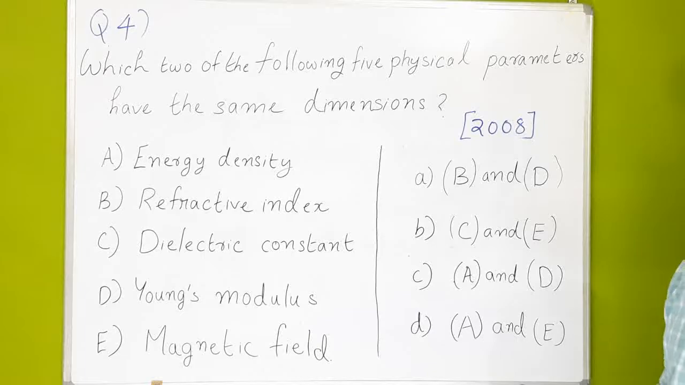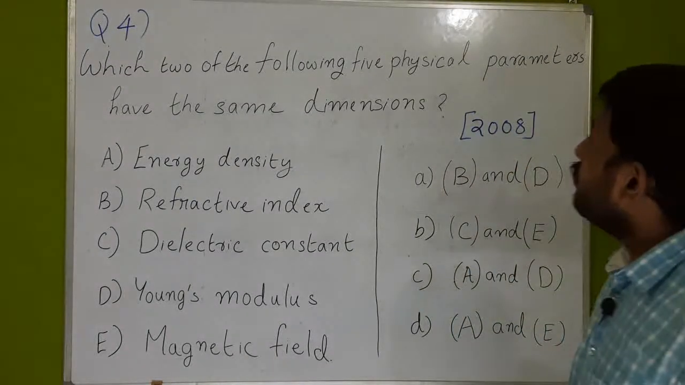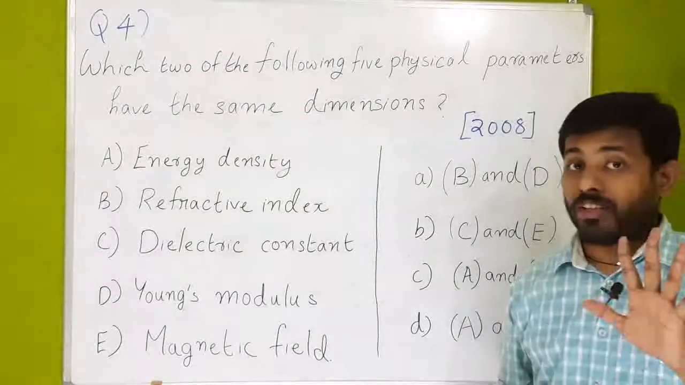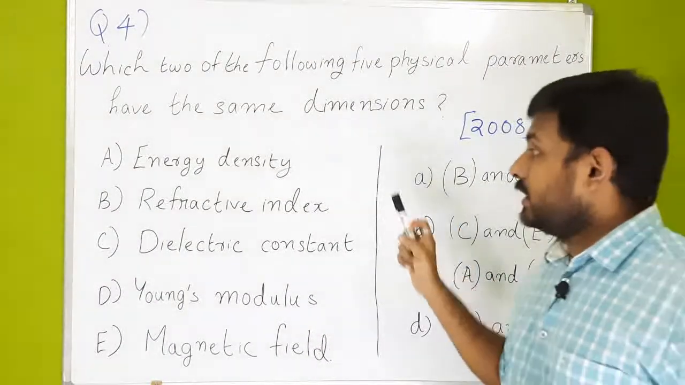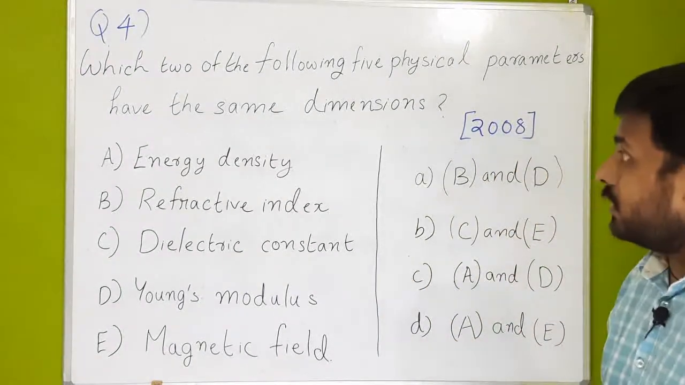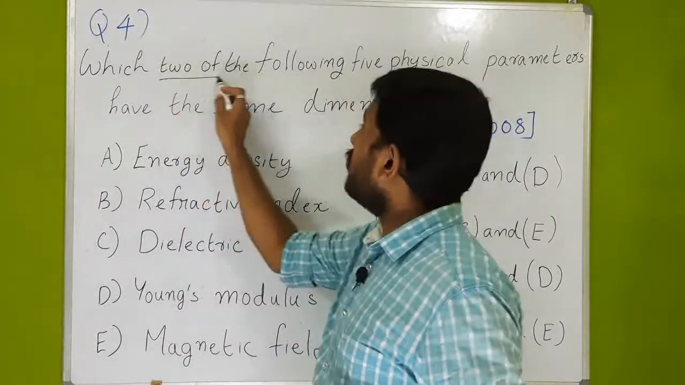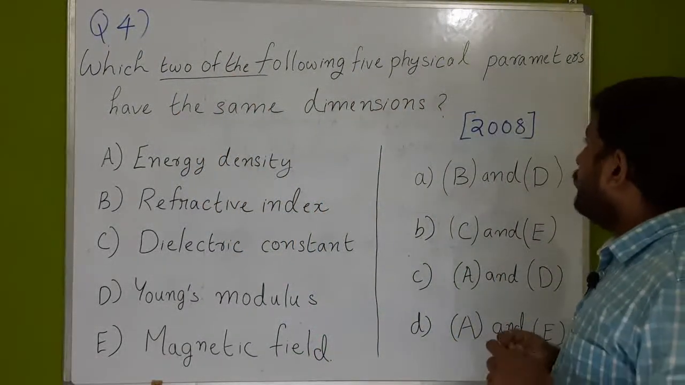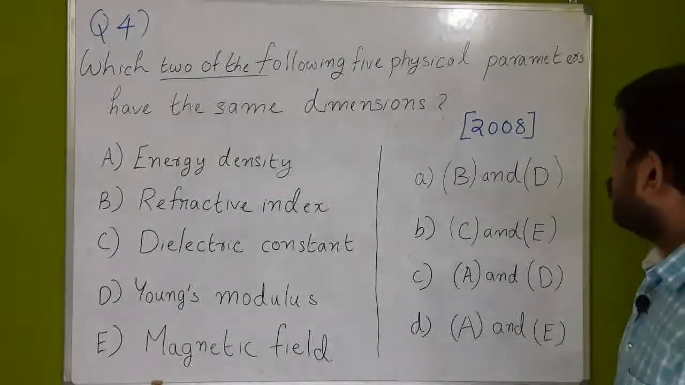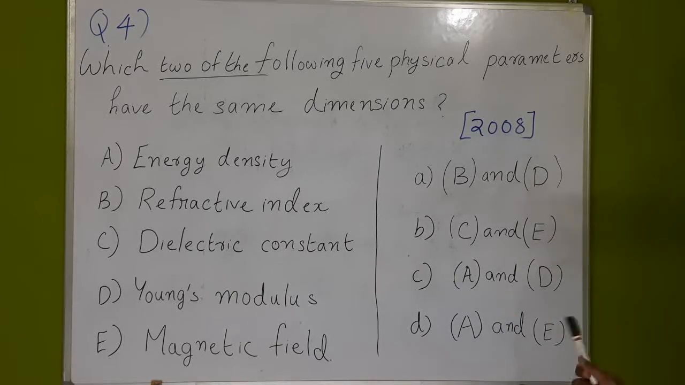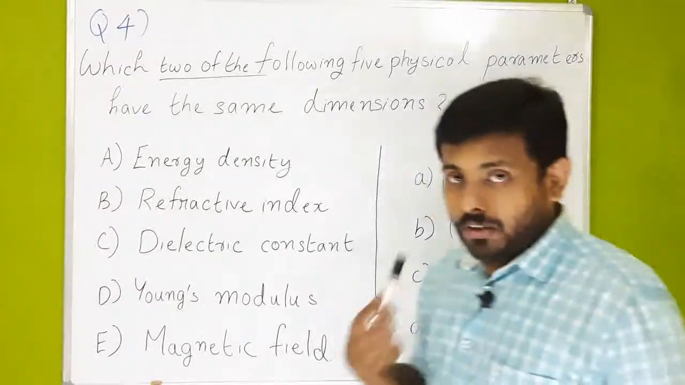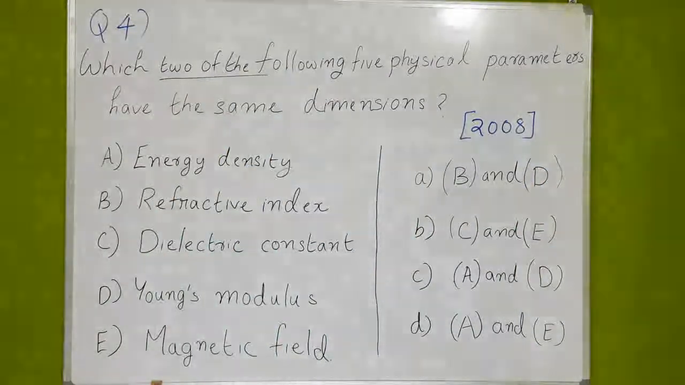Question number 4. Which two of the following 5 physical parameters have the same dimensions? So 5 physical parameters are given: energy density, refractive index, dielectric constant, Young's modulus, and magnetic field. So you have to find a group of 2. So the options are B and D, C and E, A and D, and A and E. So let's give it a try and we will solve it.